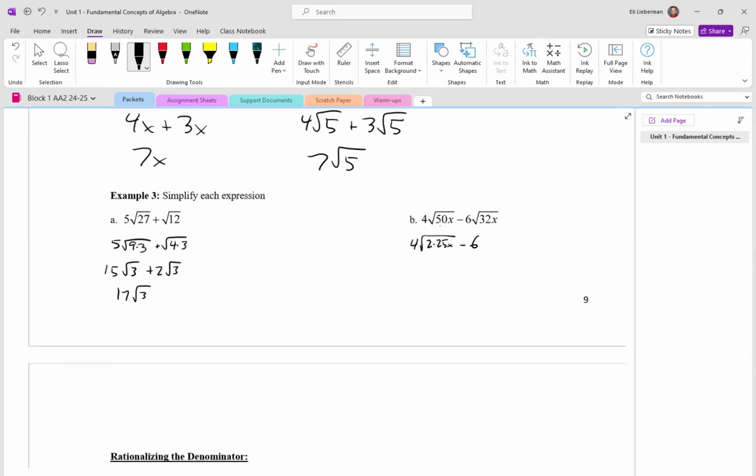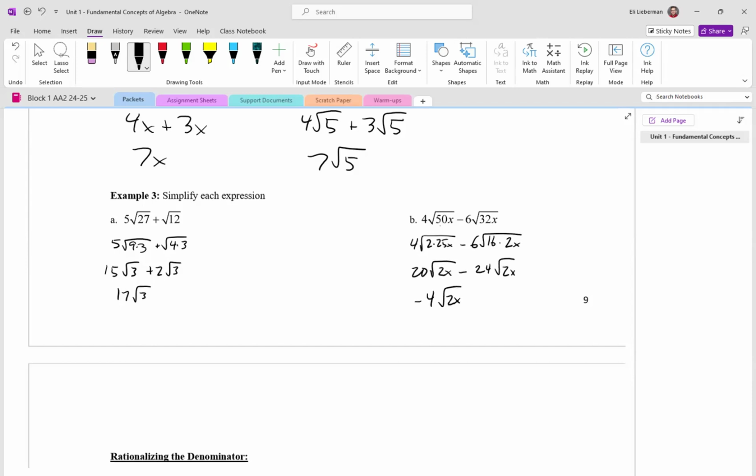Minus 6 root 16 times 2 times x. Okay. And then root 25 is 5, so 4 times 5 is 20, so that makes it 20 root 2x minus 16, root 16 is 4, so 6 times 4 is 24 root 2x. And then that's negative 4 root 2x.